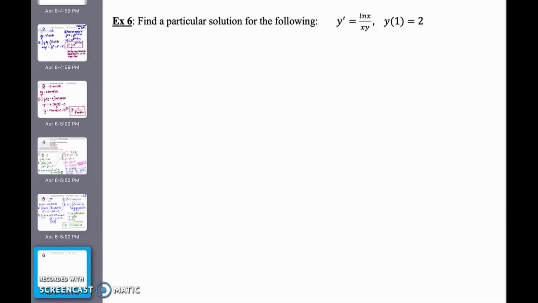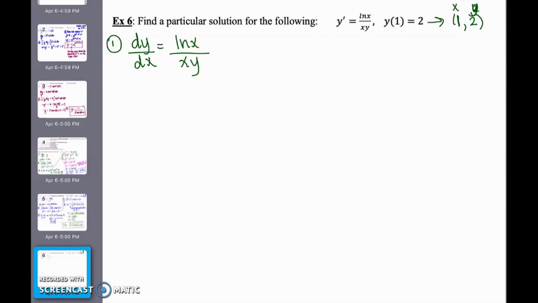They're giving us y prime notation instead of the Leibniz notation, but doesn't matter. It's the same thing, right? And we're given an initial condition, which is 1, 2, meaning when x is 1, y is 2. All right, so step 1, I am going to separate. So I'm going to switch notations. dy dx is equal to the natural log of x divided by x times y.